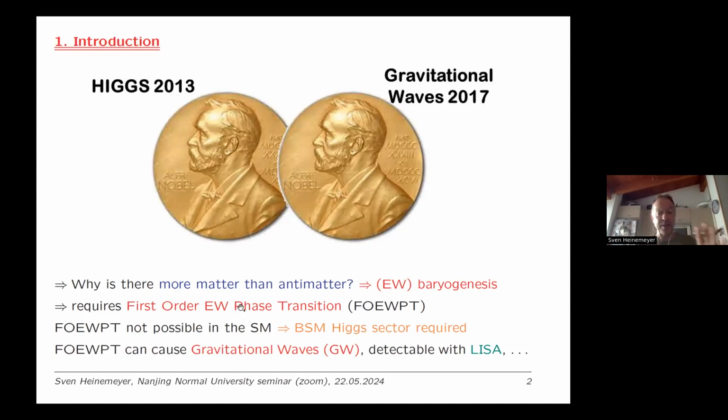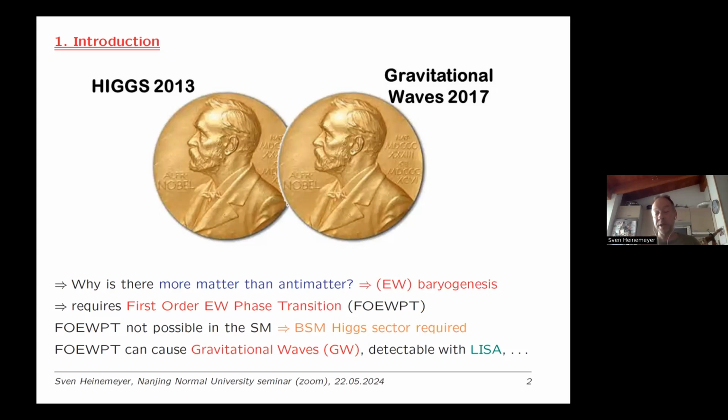And this can happen in principle in the early universe when we get to the right vacuum where we are sitting now, with the VEV in the Higgs potential. But we know that the first order electroweak phase transition is not possible in the standard model, where we have not even a second order electroweak phase transition, but more like a crossover, which is even smoother than a second order phase transition. So in the standard model, this doesn't work, which means we need a BSM Higgs sector. So the question of how to explain more matter than antimatter naturally leads to extended Higgs sectors.